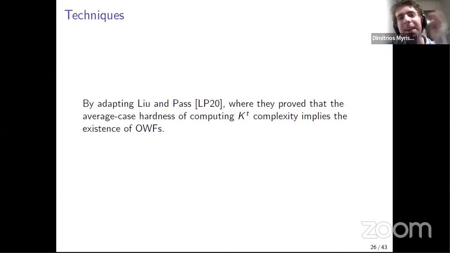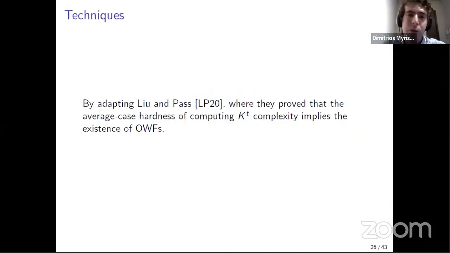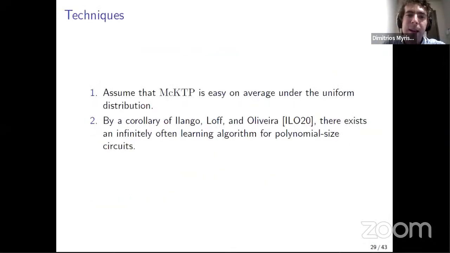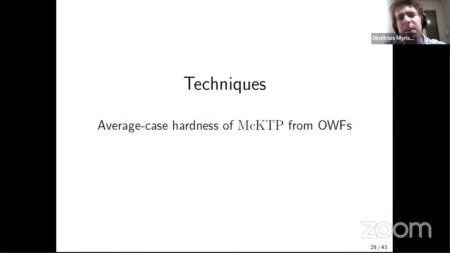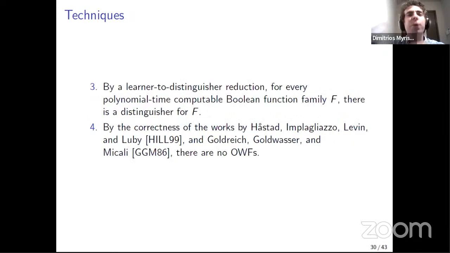Okay, so basically, this direction is about using this 2020 result by Liu and Pass, and we showed that we can also get one-way functions from the average-case hardness of MCKTP, not just time-bounded Kolmogorov complexity. And the other direction is more standard, maybe a nice application of meta-complexity. So basically, you assume that you can solve MCKTP, and then by combining some maybe standard results, you refute the existence of one-way functions.